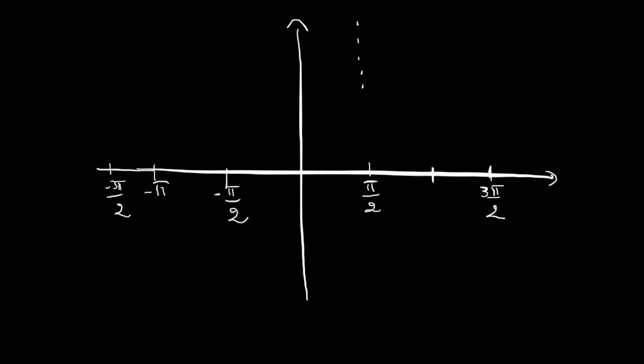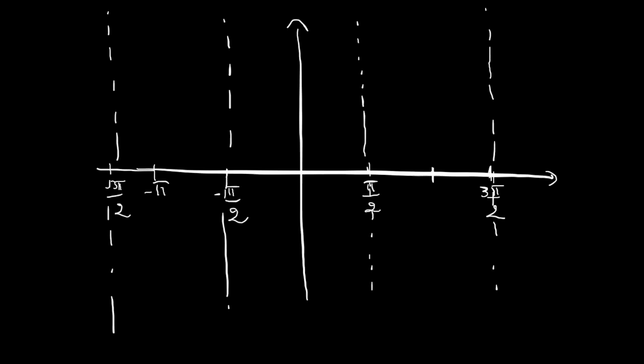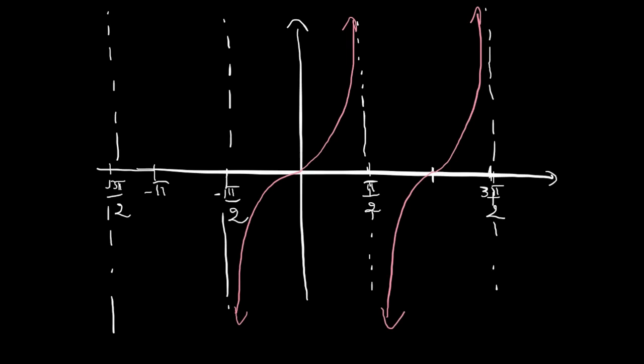Here it would have a vertical asymptote there, vertical asymptote there, vertical asymptote there, and a vertical asymptote at that point, and the graph will look like this. It's basically kind of close to the x cubed function. Well, this is the tangent of x.